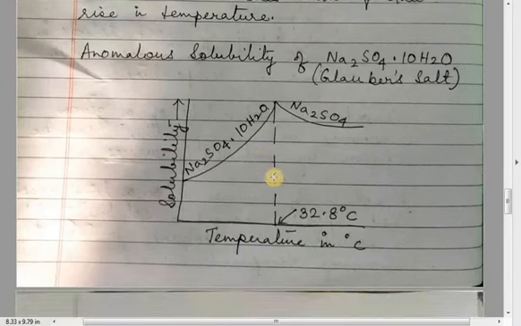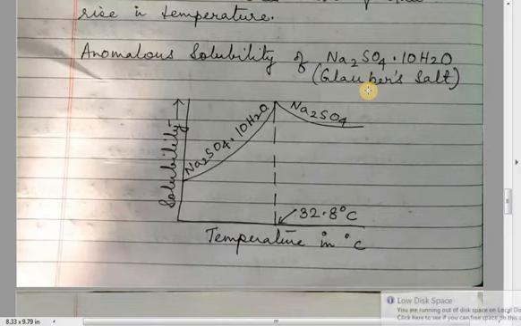There is an anomalous solubility found in Glauber's salt. Here the solubilities first increase and then decrease. In case of Glauber's salt, the solubility first rises up to 32.8 degrees Celsius, then it falls, because Glauber's salt, or Na2SO4.10H2O, is hydrous below 32.8 degrees Celsius and it loses all water at 32.8 degrees Celsius and becomes anhydrous.